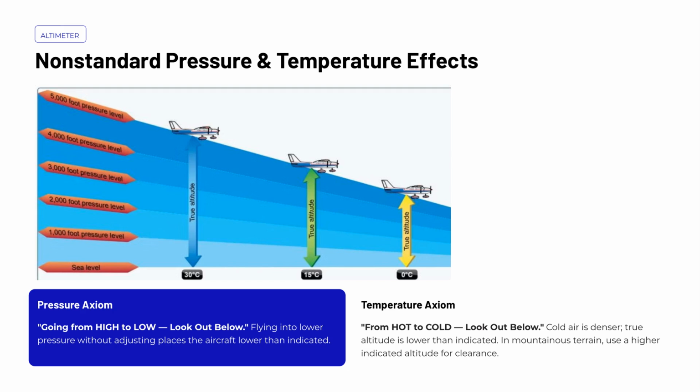The same risk applies with temperature. Cold air is denser than standard, which means the air column is compressed. Your true altitude will be lower than what the altimeter indicates. Memorize from hot to cold, look out below. This effect becomes especially dangerous in mountainous terrain, where obstacle clearance margins are already tight. When operating in cold temperatures, you should fly at a higher indicated altitude than the published minimum to ensure you maintain adequate separation from terrain and obstacles. Both of these axioms are not just memory devices, they are life-saving principles you must apply every flight.